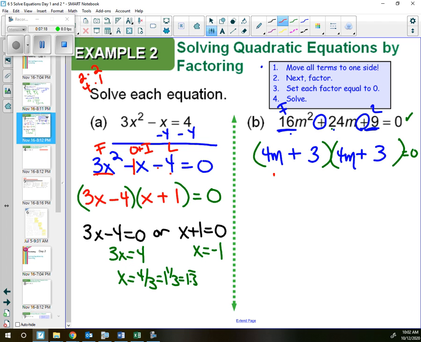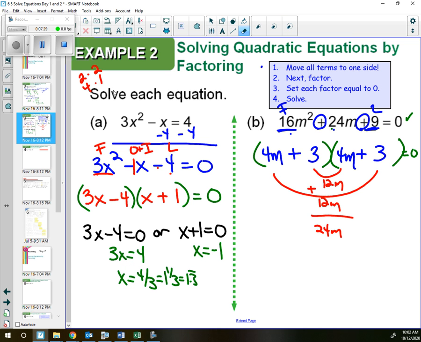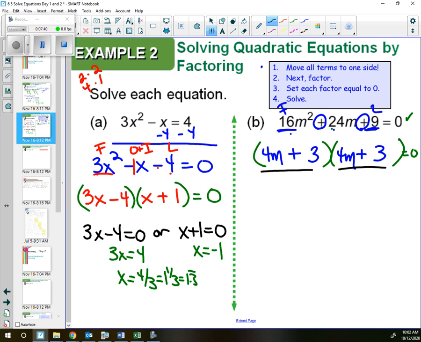Just because they were perfect squares kind of gives me a feeling that might work. 4 times 3 is 12m, and 3 times 4, another 12m. When I add those up, oh, there's my magic number, 24m. So I know that these are the right binomials. Now, if you remember about these perfect square binomials, or trinomials that factor into binomials, what do you notice about the two binomials? They're exactly the same.